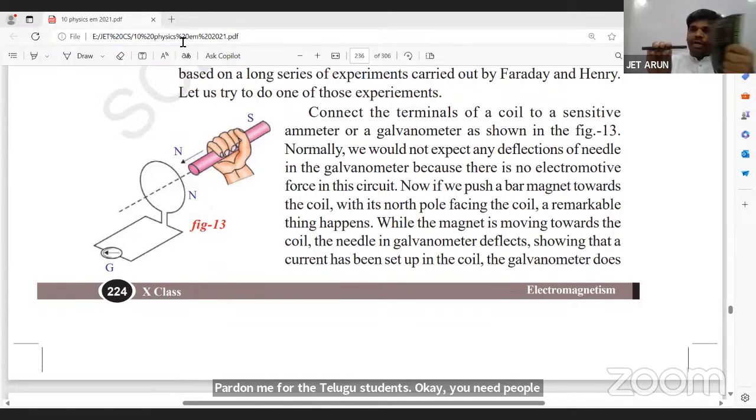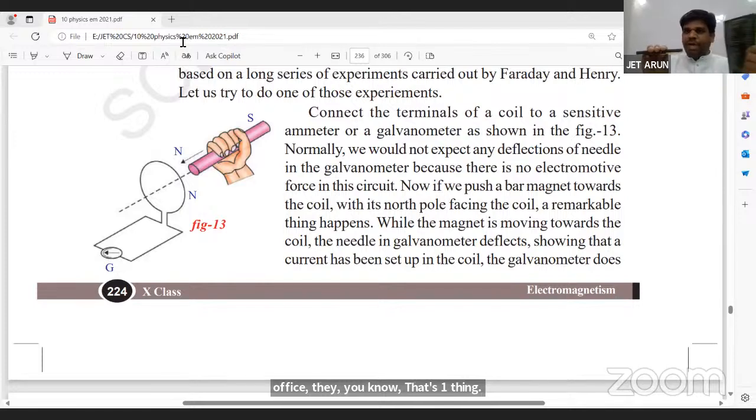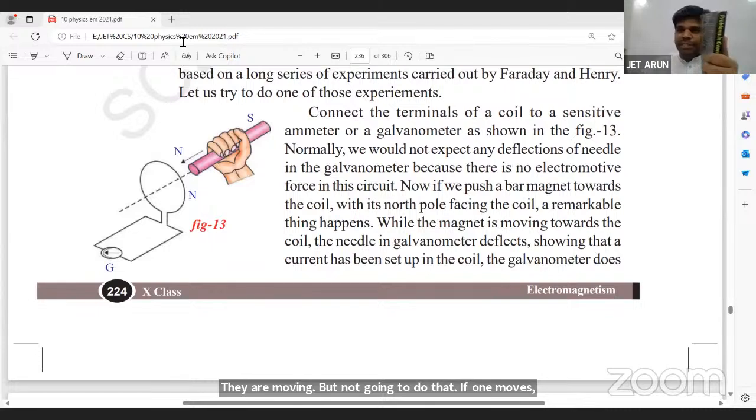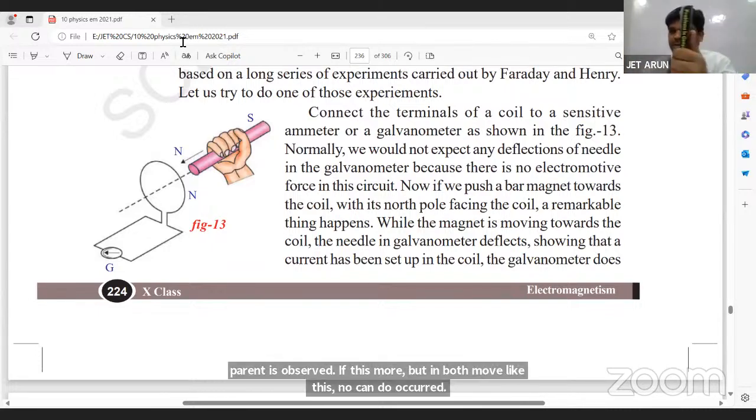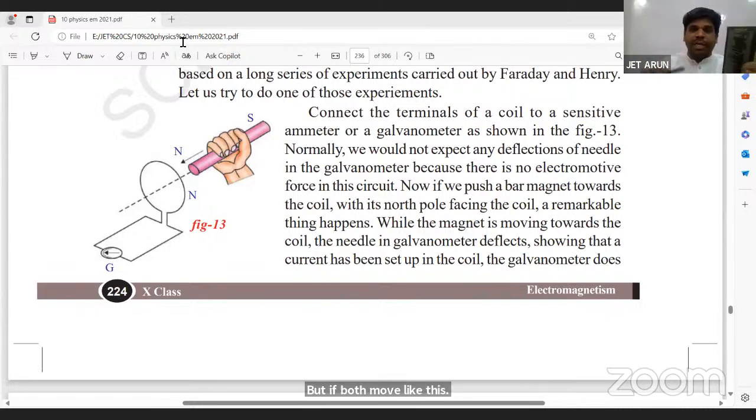That's one thing. If I move the coil, instead of keeping this bar magnet steady, again current is observed. Or if I move both together like this, with relative motion zero, both going constant and steady, even then no current is observed. They are moving, but no current is observed. If one moves, current is observed. If this moves, current is observed. But if both move like this, no current is observed. But if both move like this, current is again observed. So if there is relative motion, current is observed.